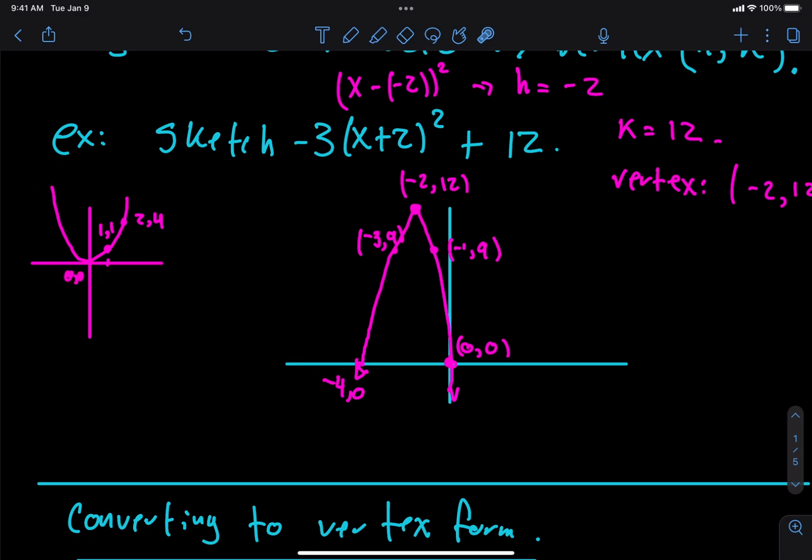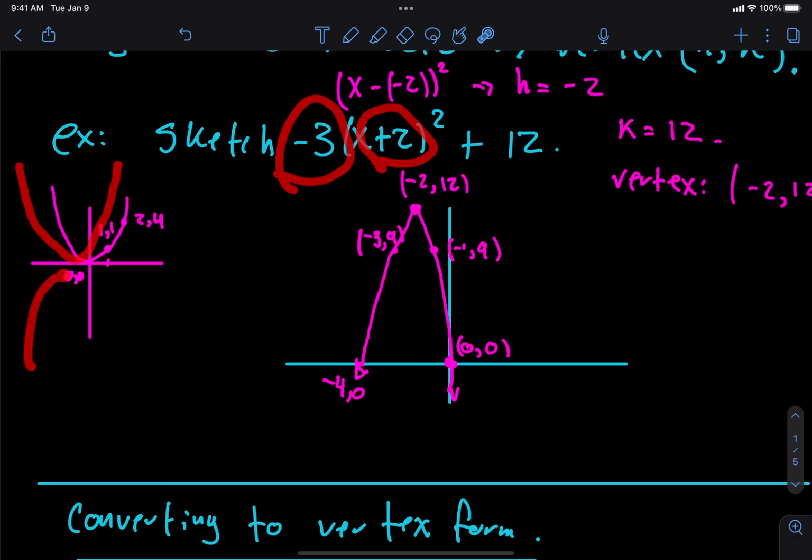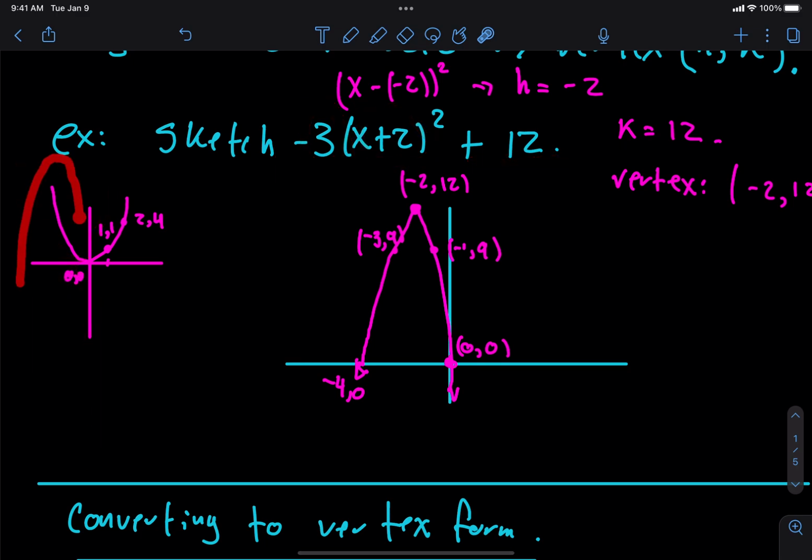The first thing I did was I moved it over to the left 2 units so that it would look like this. Then the second thing that I did was I applied the vertical reflection, which made it look like this instead. And then what did I do? I applied the vertical stretch, which was a factor of 3. So that made it look like this. And then I moved that all up by 12 units so that it would go up to here. So that's where it all comes from.